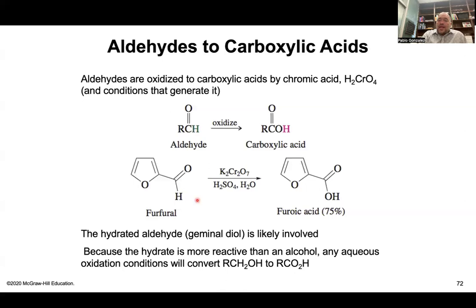Because the hydrate is more reactive than an alcohol, any aqueous oxidation condition will convert the aldehyde to the corresponding carboxylic acid, okay? Because the geminal diol is going to be really reactive in that case, and it's going to be really easy to oxidize.